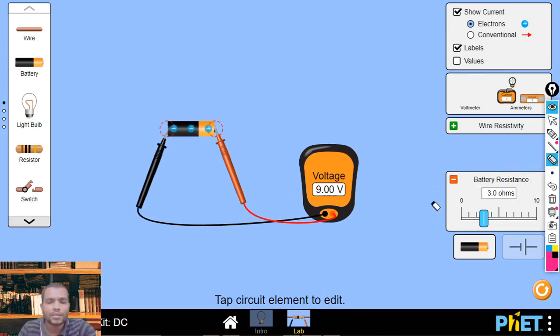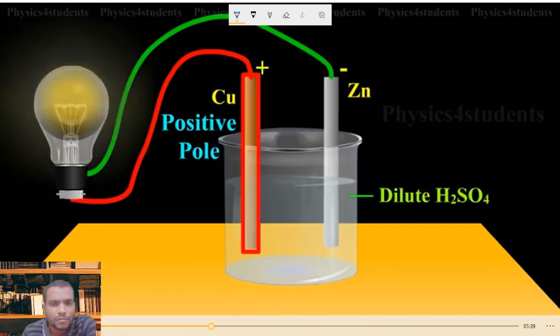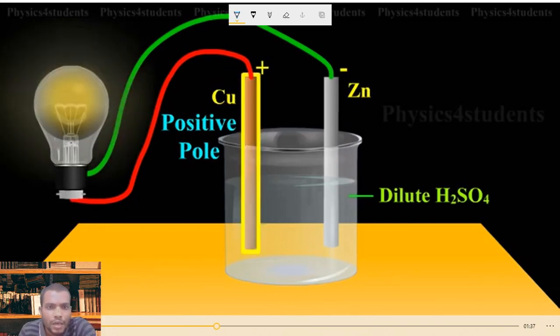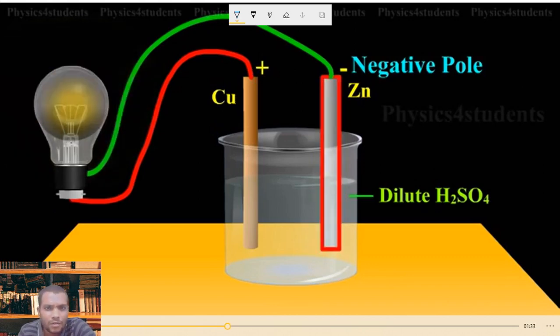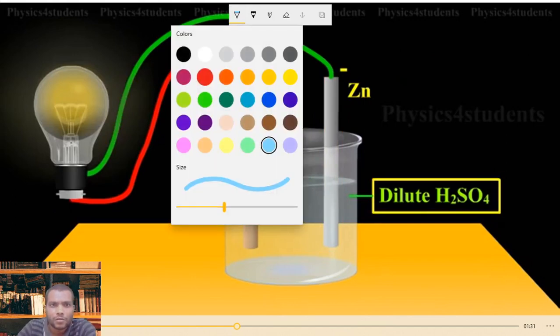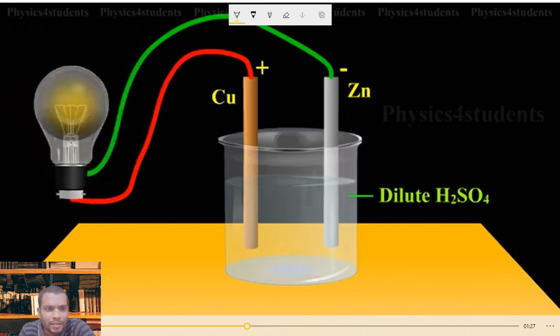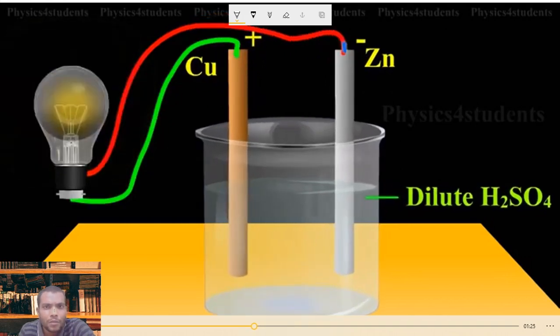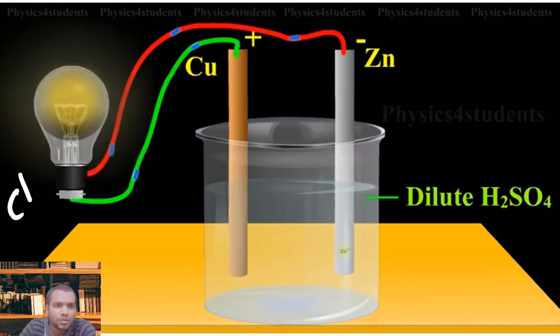How can we define the internal resistance? Suppose this is a cell composition, say a positive pole, copper will act as positive, and another a zinc rod, and here the electrolyte is diluted H2SO4. So this is the electrolyte. Now when the circuit is on, it means the current is flowing. External current is flowing through the circuit, in a closed circuit.